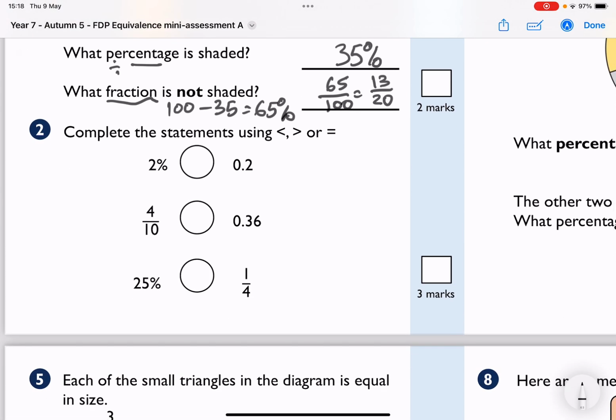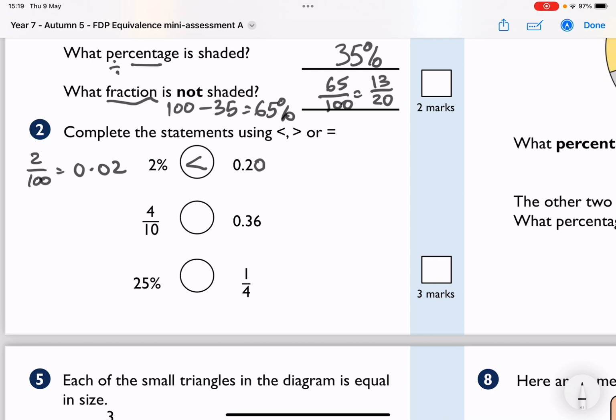Complete the statements using less than, greater than, or equal to. What we really need to do is change all these into something that we can recognise, and probably I would change them all into decimals. 2% is 2 over 100, which is actually 0.02. Okay, 0.2, also make them look the same using the same amount of decimal places. I can see that the 0.20, if you want to call it that, is bigger than the 0.02. So that is one way of doing it.